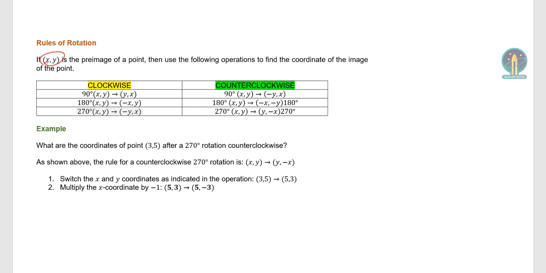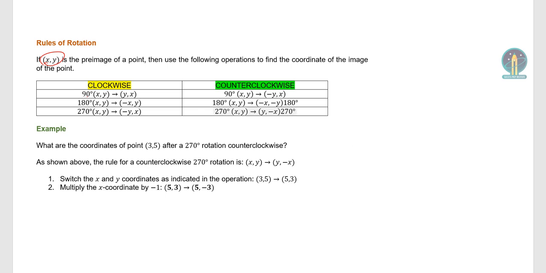For 180 degrees, x and y becomes minus x and minus y, so just negate both coordinates. X and y rotated 270 degrees clockwise becomes minus y and x, so flip the coordinates and negate the y. Similarly for counterclockwise, x and y 90 degrees counterclockwise is minus y and x. X and y for 180 degrees counterclockwise is minus x minus y. X and y at 270 degrees counterclockwise is y and minus x.